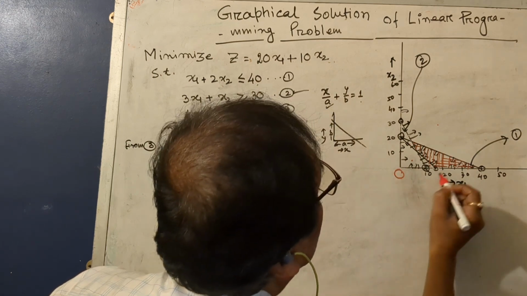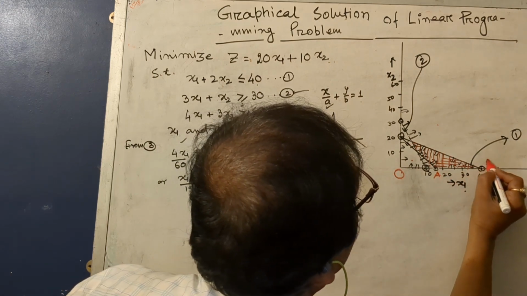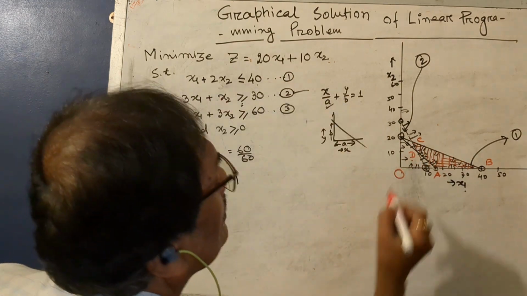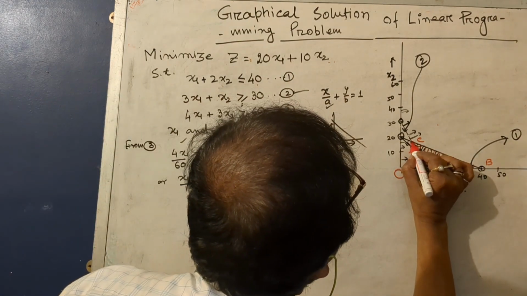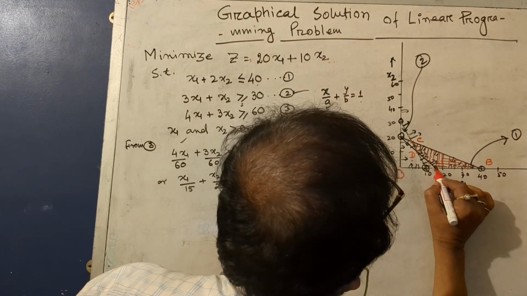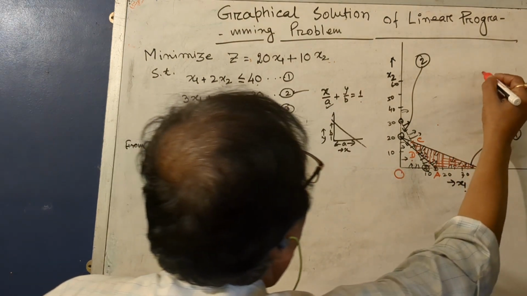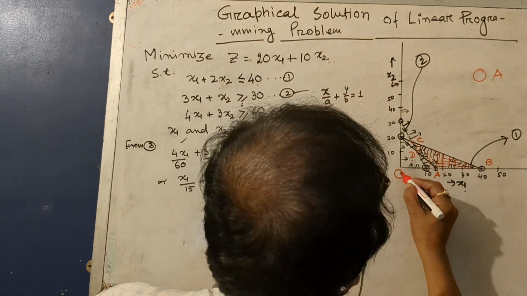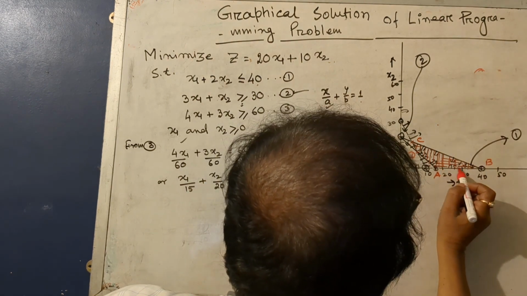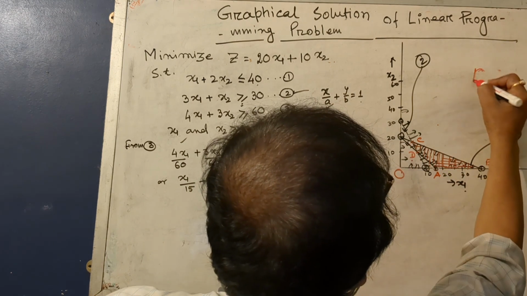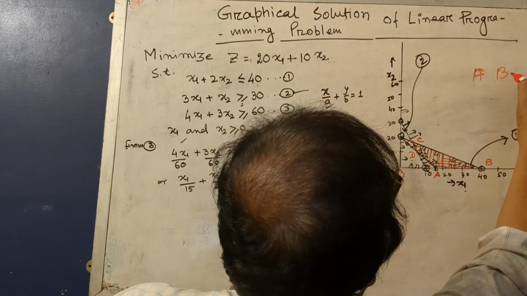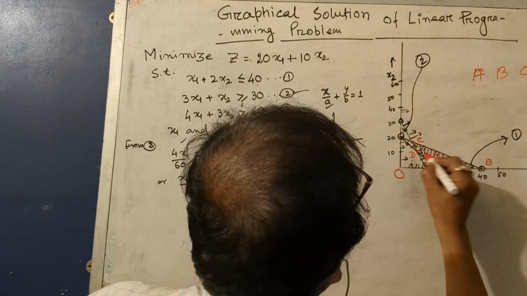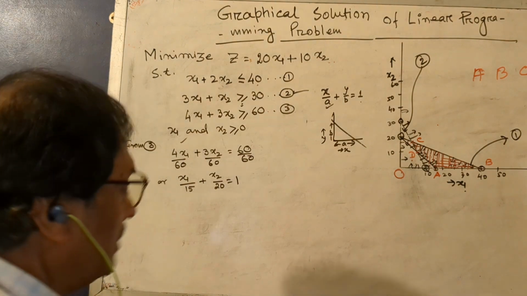If I write O, A, B, C and D here, that means these are the corner points. That means your solution will lie in this area, O will not come. Your solution will lie in this area, that means A, B, C and D.